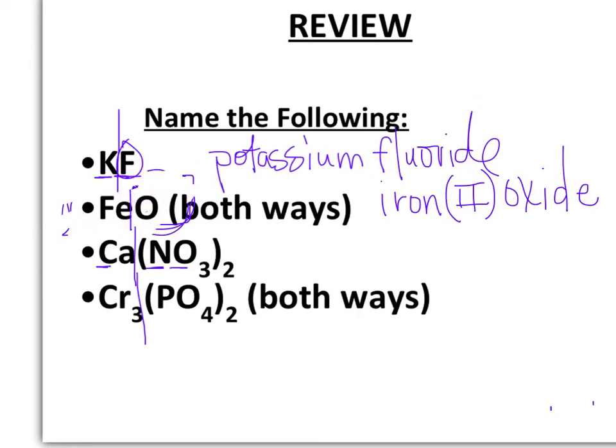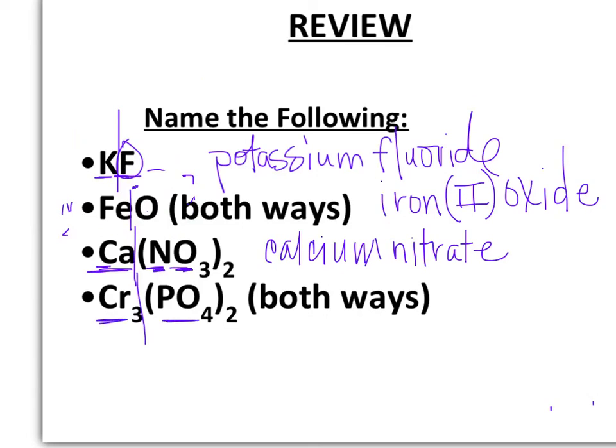So then we have calcium. And if you look on your gold sheet, you can see this right here, 2 capitals, polyatomic ion, nitrate, calcium nitrate. Then we have the chromium and phosphate. Chromium, now phosphate has a charge of 3-.